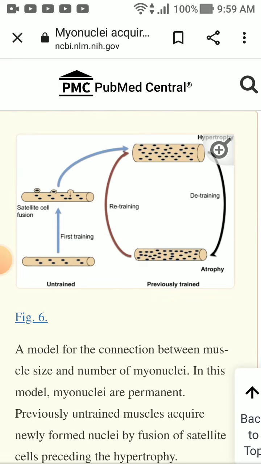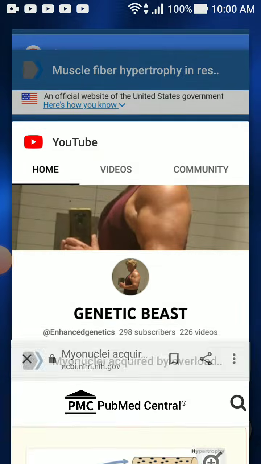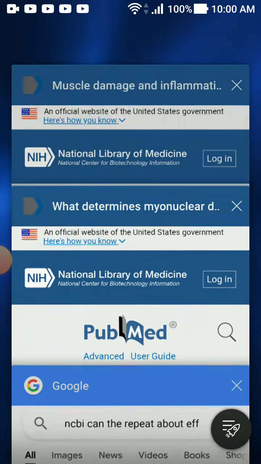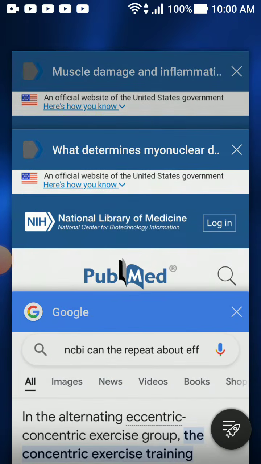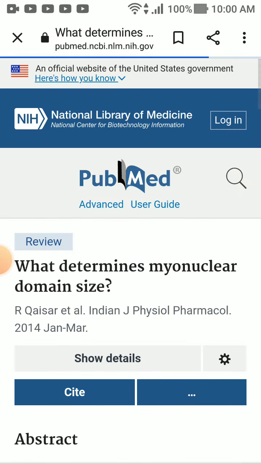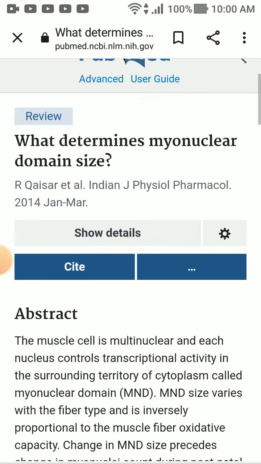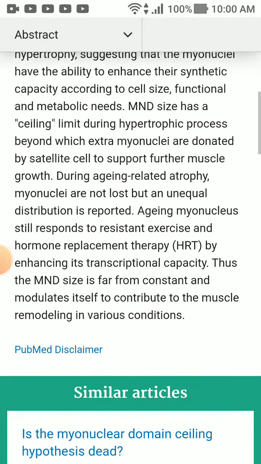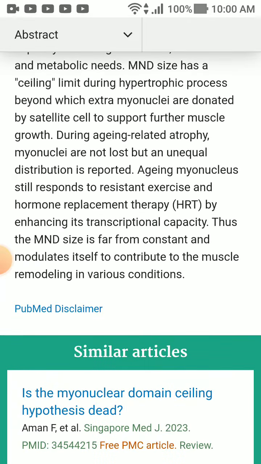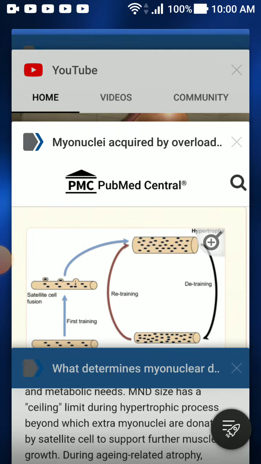Okay. Nuclei synthesize protein. Now we go over here. Why isn't it going any further? I'll tell you why. Because it has a myonuclear domain size limit. And then it tells you here, you read this section, it says MND size has a ceiling limit during hypertrophic process, beyond which extra myonuclei are donated by satellite cells to support further muscle growth. So you need more of them to support it. It's not donating anymore, so there's no more growth.